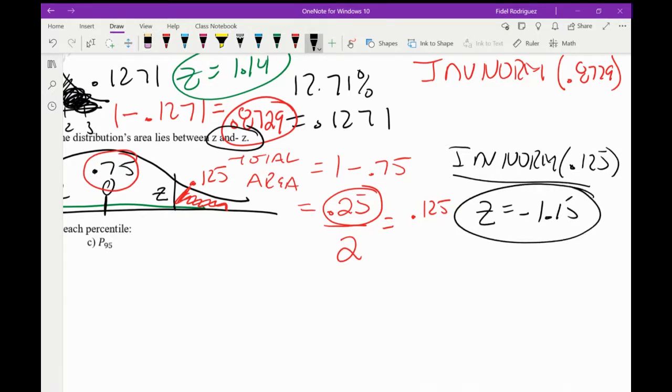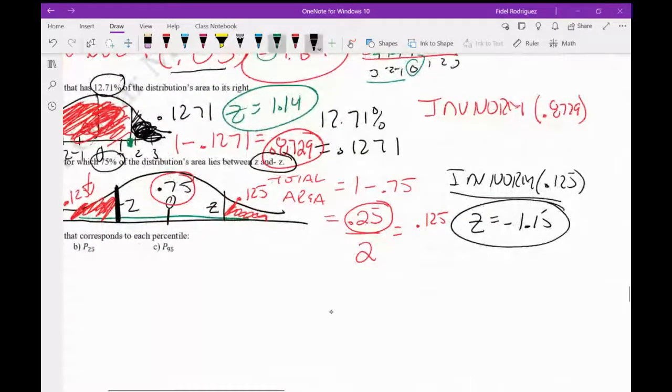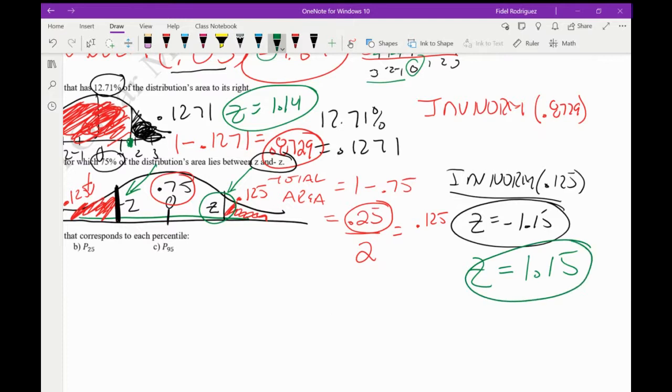Okay, so that's telling me this value right here. Now because these graphs are symmetric, this one is just going to be positive 1.15, and that's all I need to do really for those.